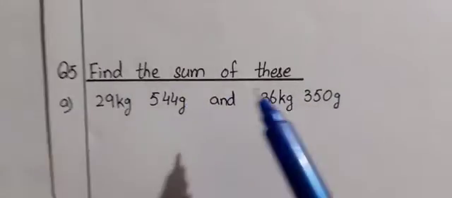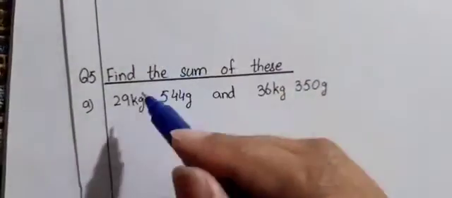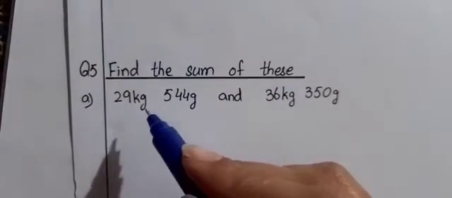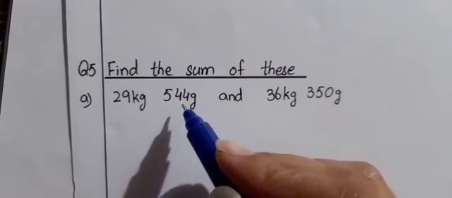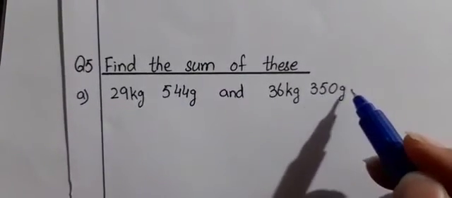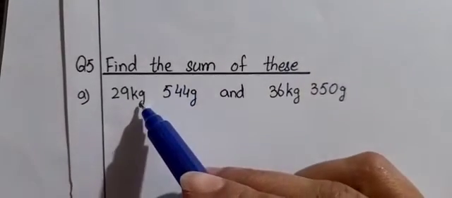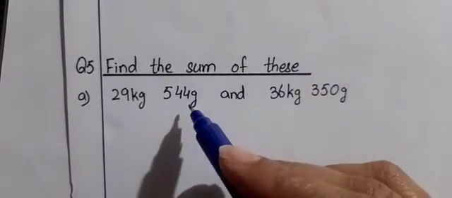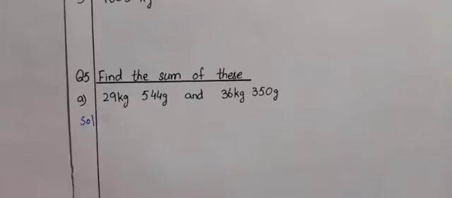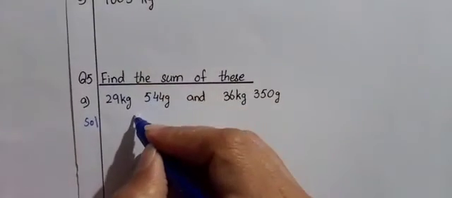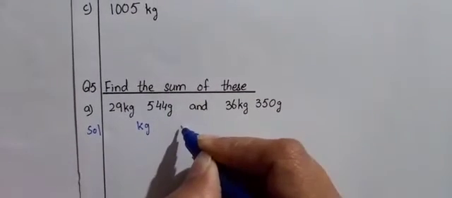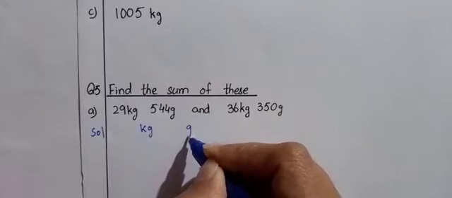After doing question number 4, boys, we will move toward question number 5, that is find the sum of these, and it is part A, 29 kilogram 544 grams and 36 kilogram 350 grams. So always remember, we have to add kilograms in kilograms and grams in grams. For solution, first I will write kilogram for kg, leave a space, and write grams for g.